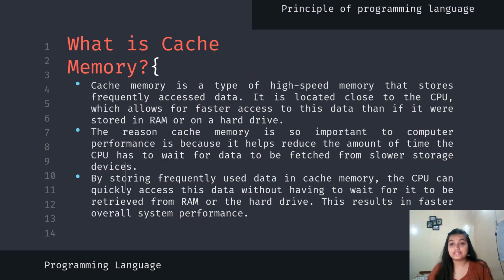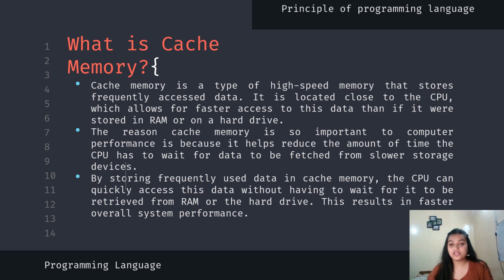Cache memory is a type of high-speed memory that stores frequently accessed data. It is located close to the CPU, which allows for faster access to this data than when it is stored in RAM or on a hard drive. RAM stands for random access memory.